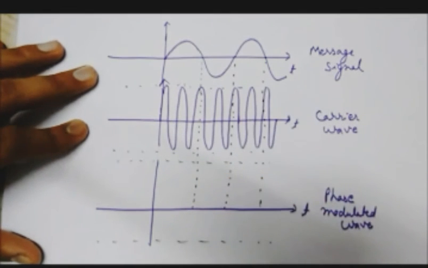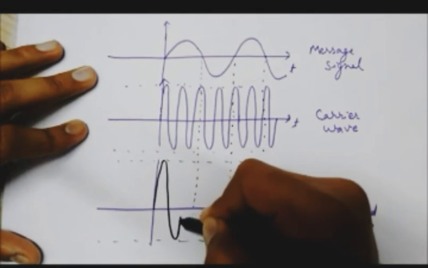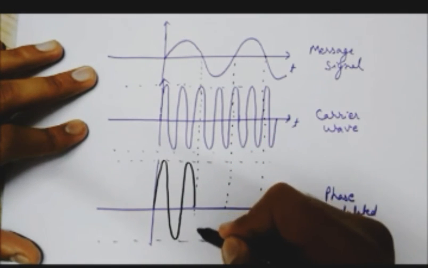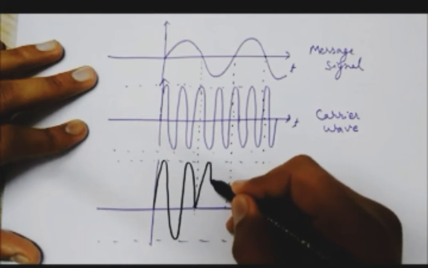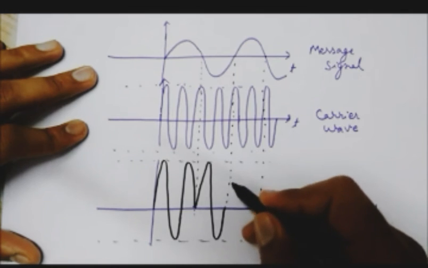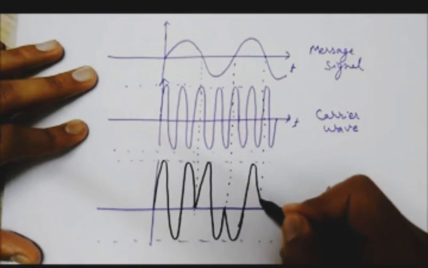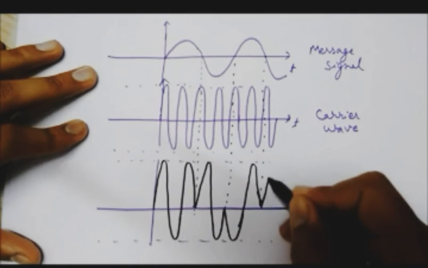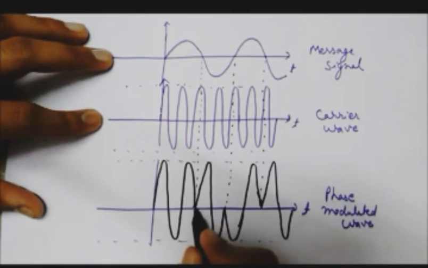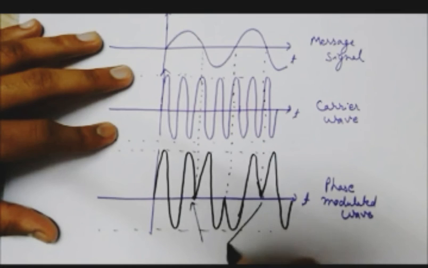The original path was like this, but it goes in this direction. At this point the original path was in this direction, but the phase change happens here and it goes the same way at this point. So these are the three points where the phase change has occurred.